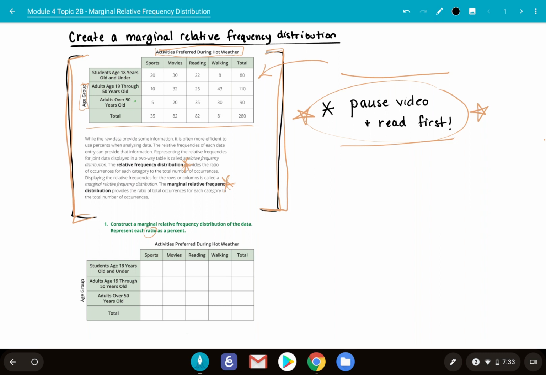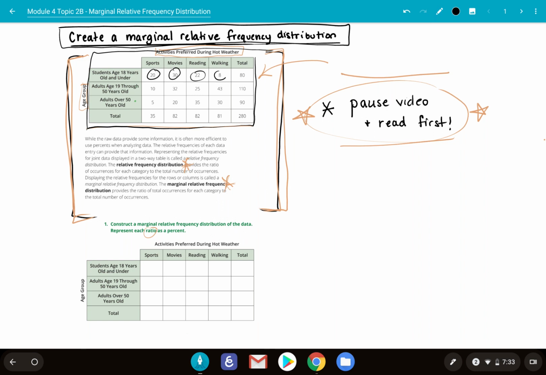What we're going to be doing in this lesson is creating what's called a marginal relative frequency distribution. It's going to look a lot like this frequency distribution. However, we're going to change to percents instead of just the frequency or the count.